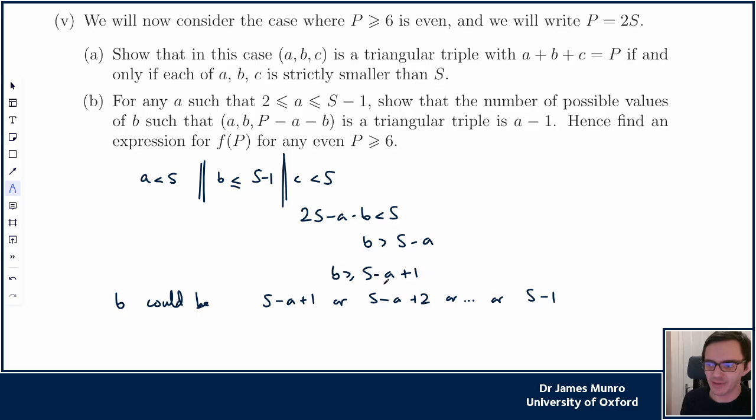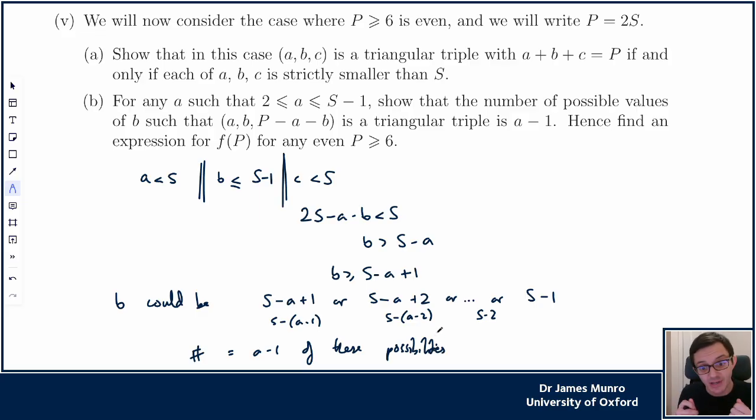This is the minimum value of B to get this inequality to work. This is the maximum value of B. We've got a restriction on A already. We're thinking about A between 2 and S minus 1. And these are my possible values of B. Goodness me. I think it makes slightly more sense if you count from this end. S minus 1, S minus 2, down to S minus A plus 2, S minus A plus 1. Maybe that makes it a little bit clearer. I've also put some brackets around here to say that there are A minus 1 of these possibilities. So remember, we're trying to find triangular triples.